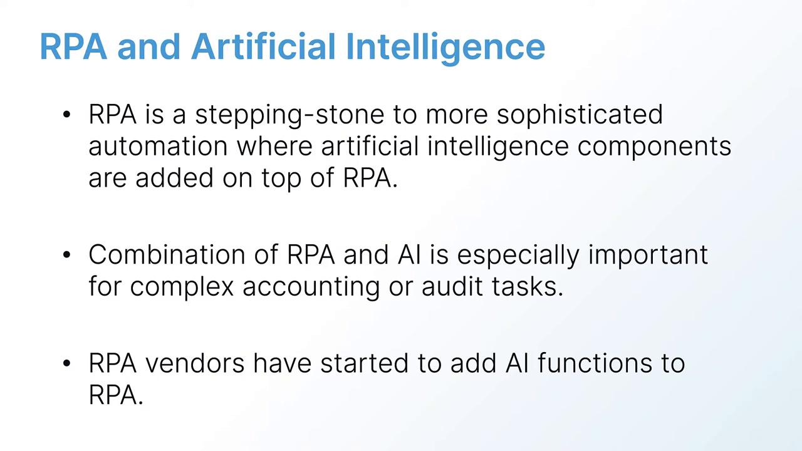That said, RPA itself cannot cover the automation of all types of tasks. Therefore, we need to combine RPA with more sophisticated automation, especially artificial intelligence. And the combination of RPA and AI is especially important for complex accounting or audit tasks. And now RPA vendors, such as UiPath, have already started to add AI functions to their RPA software.